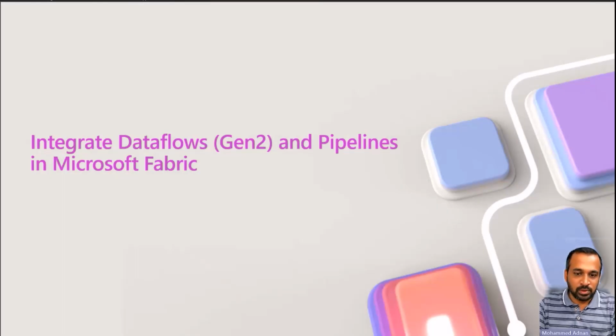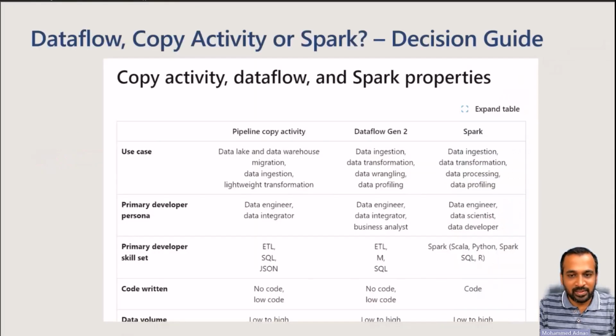So that's about Dataflow Gen 2. And with Dataflow Gen 2, we can integrate this with data pipelines in Microsoft Fabric. So that's a great activity, and how you can do that, I will show you in the next slide. But before that, here we have a dataflow, copy activity, or Spark. There is a decision we need to make about which one to use based on our use cases. There is different documentation available from Microsoft. I will try to add that in the video description so you can refer to it.